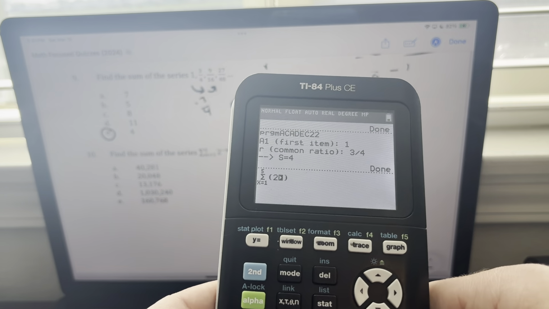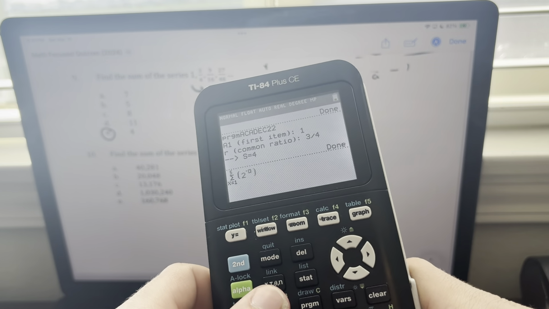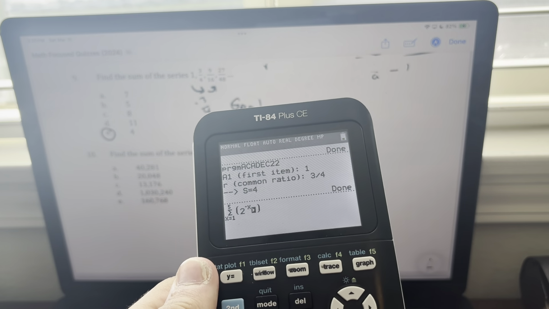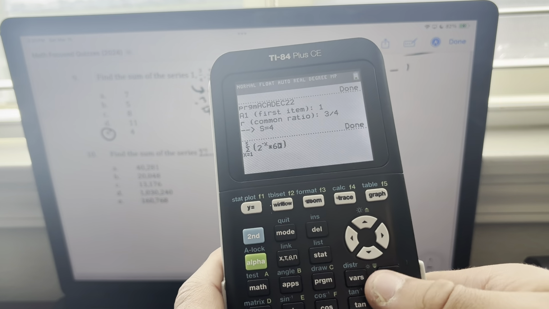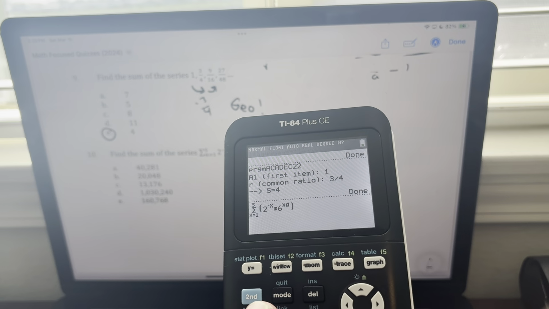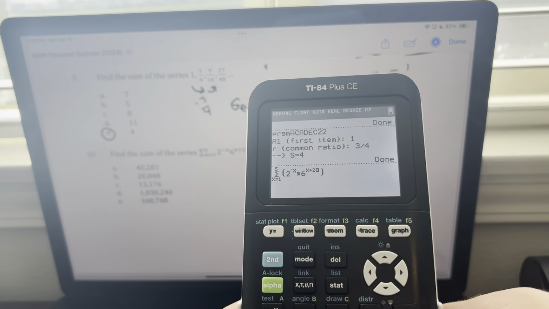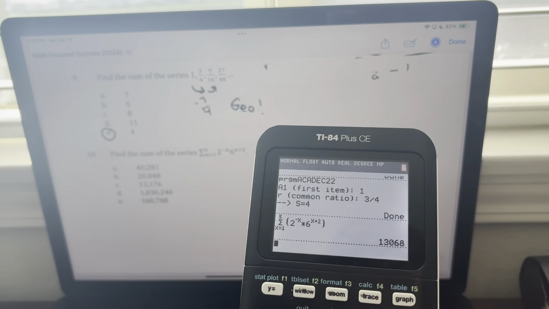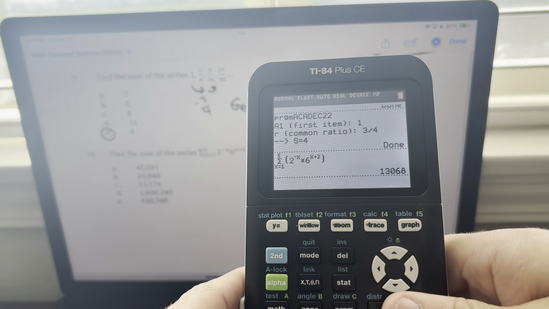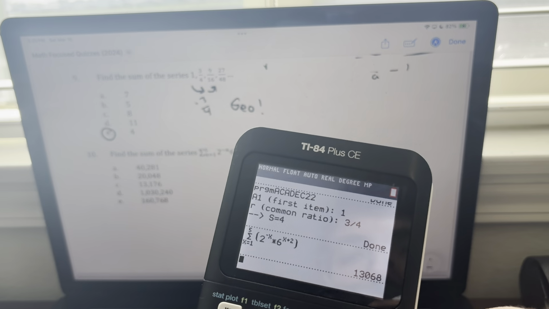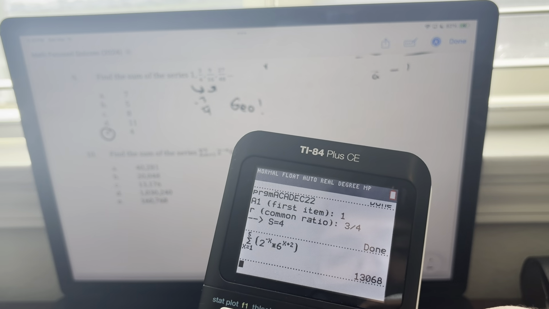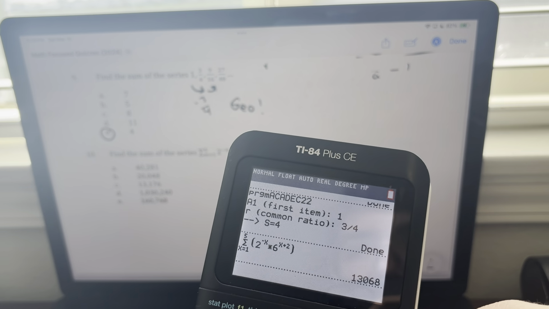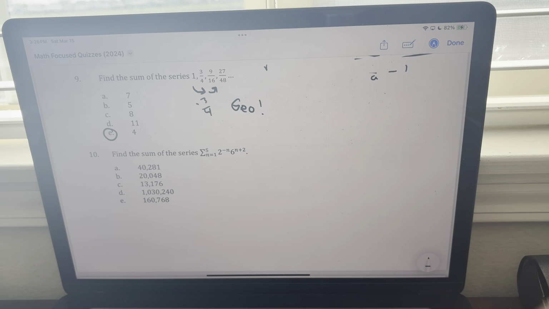But if we do 2 to the power of negative, and it's going to be x, remember, because we're using x because that's the only number we can use here. 6 to the power of x plus 2. And if we go ahead and do that, we get 1368, which is quite confusing actually.